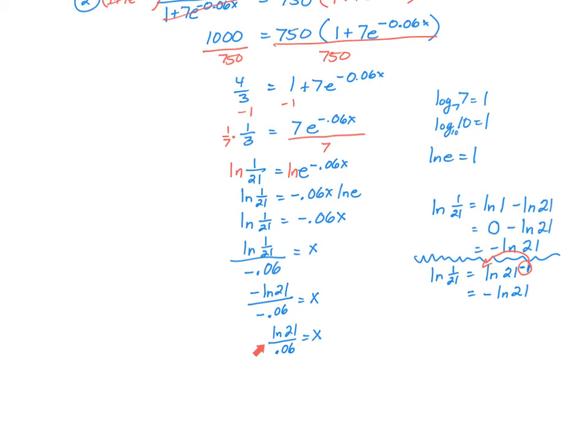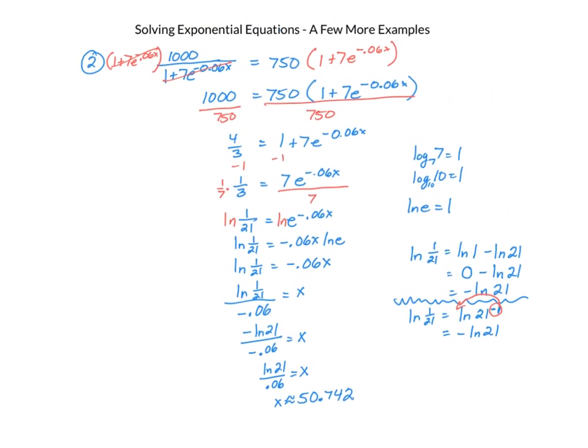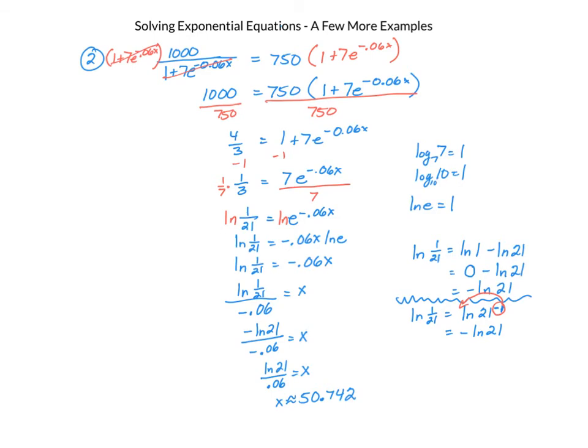Let's make our final step, getting our decimal, so we can punch that in on our calculators. And we get x is approximately equal to 50.742. Remember, the directions said to give our decimal approximation to 3 decimal places. So let me shrink this down just a little bit so you can see the entire problem. Again, here is our exact solution, here, and here's our decimal approximation.